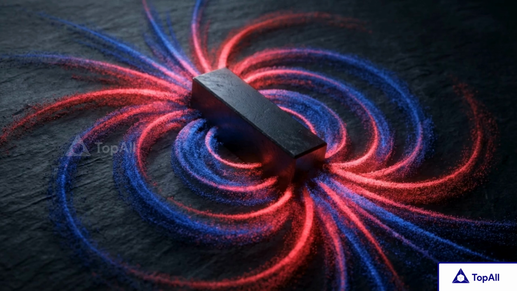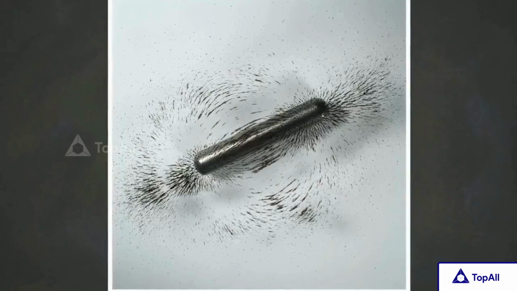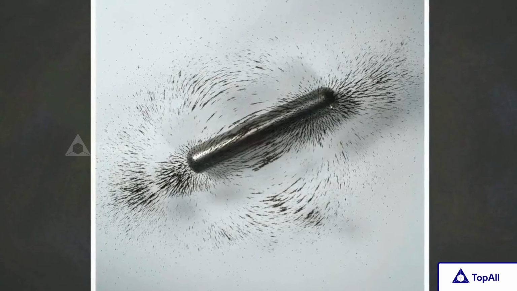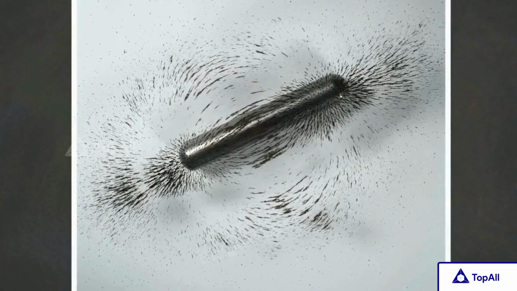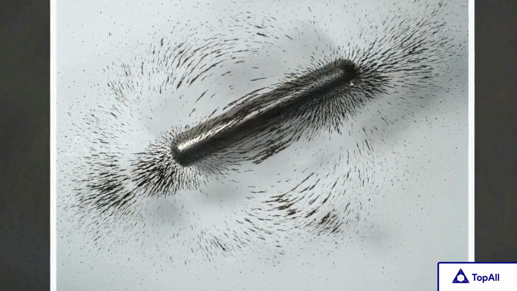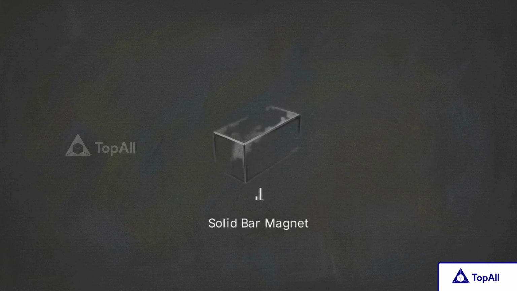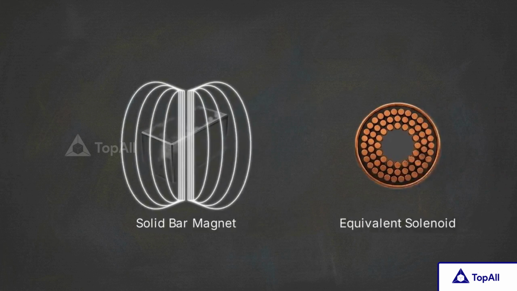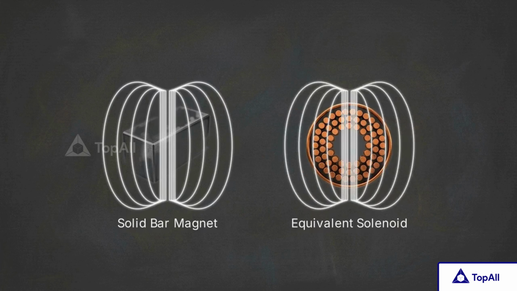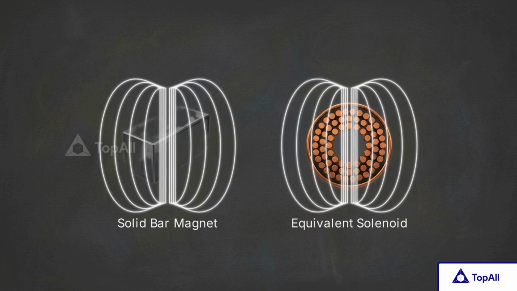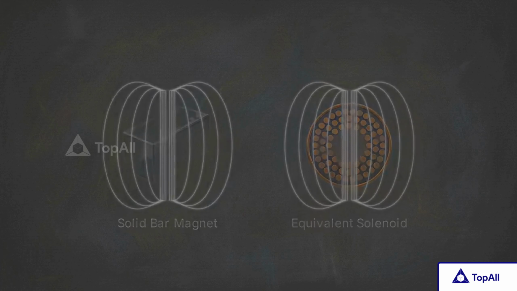powerful magnetic field. We can see the shape of that field by looking at iron filings. They align into distinct, closed loops that flow out of one end and return through the other. When we place this magnet side by side with a current-carrying solenoid, the results are startling. The macroscopic shape of their magnetic fields is virtually identical.